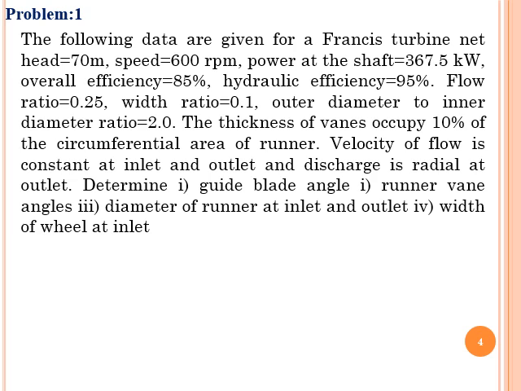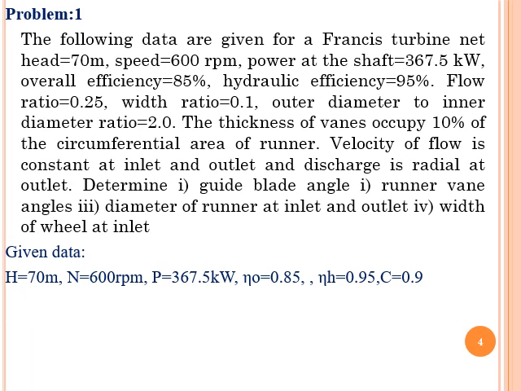That means Vf1 is equal to Vf2. Discharge is radial at outlet. That means alpha 2 is equal to 90 degree. So then determine guide blade angle alpha 1, runner vane angles beta 1 and beta 2, diameter of the runner D1 at inlet and D2 at outlet, width of the wheel at inlet is B1.